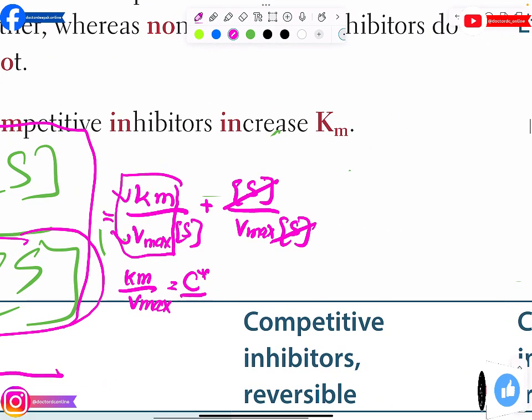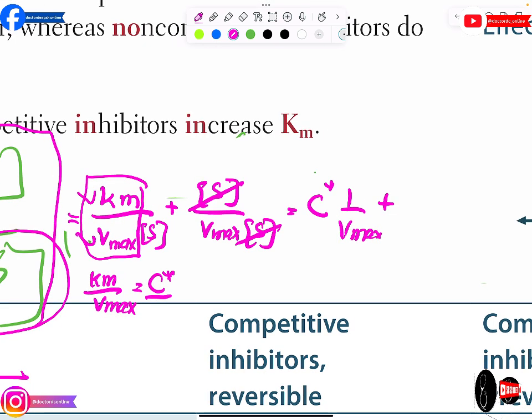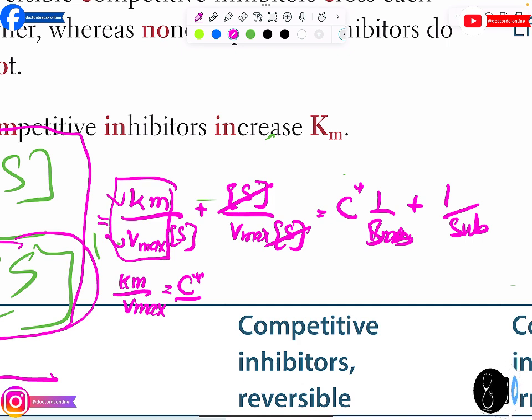And now our equation is C multiplied by 1 over substrate, plus 1 over Vmax. Okay? This is our equation. And let me again write that part. Here we have substrate, so we will write substrate only. And here we have Vmax, we will write Vmax only. Okay?